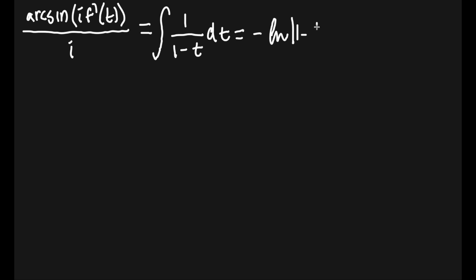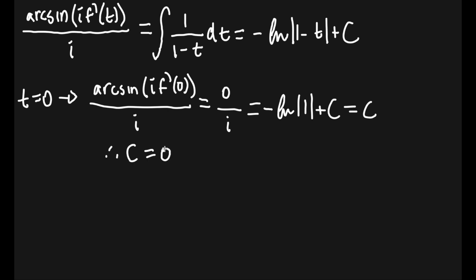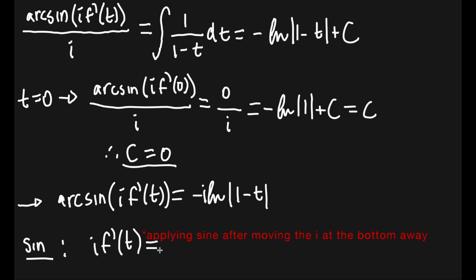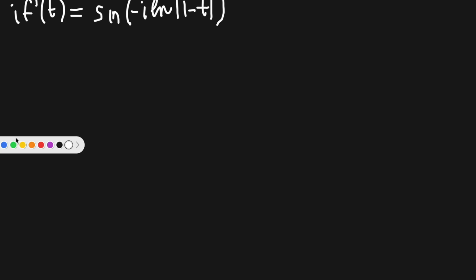Integration ends up with a bunch of i's everywhere, but those actually become helpful later on. First off, plugging in t equals 0 means the integration constant is 0. The equation has to be integrated again because of the derivative inside. We simply get rid of the arcsine by applying sine, who would have known, after moving the i at the bottom away. All the i's floating around mean that we can actually use a fun identity.